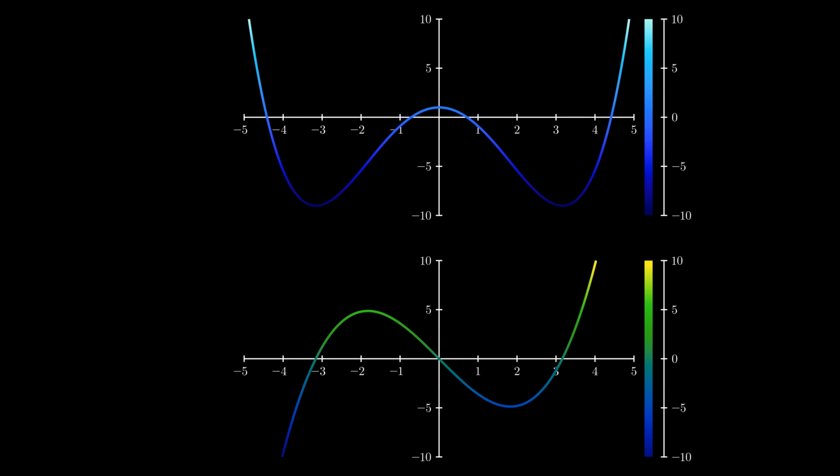But back to the second and third derivatives. Just what is a second or third derivative? How do they relate to the original function? And can they tell us anything special about that function?